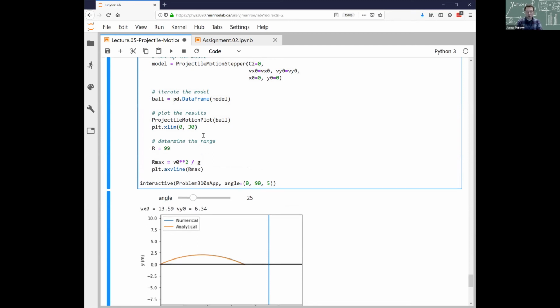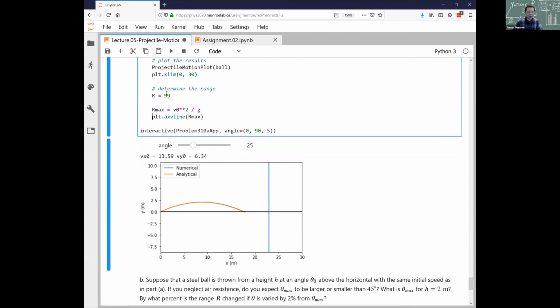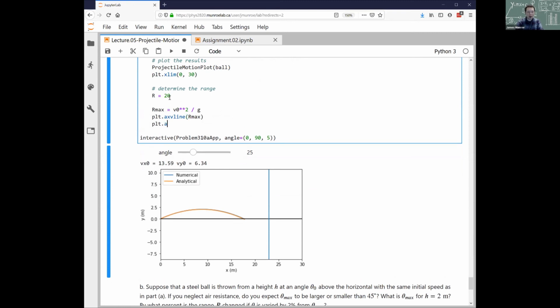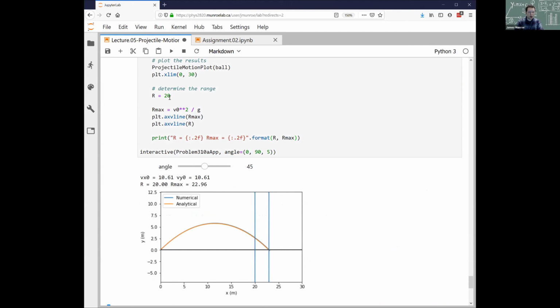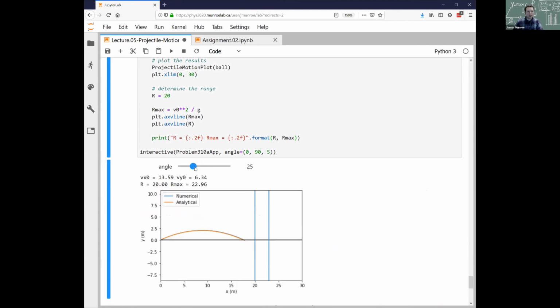Put in some dummy value that's not accurate. Maybe we'll do 20. I'll just put in some number for the purposes of playing around with it. I'm going to draw on my graph another line that represents it. And maybe I will put some text that says the range is this and Rmax is equal to... yeah, there we go. So now every time I run this program, you can see how Rmax and R change. Now this is stub code because it doesn't work yet. This R of 20 is just hard coded.